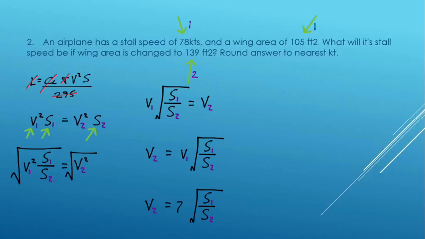So I plug those values into the formula, and my new velocity is 68 knots. And that is consistent. If I go from a smaller wing area to a larger wing area, I would expect the stall speed to go down. And so we went from 78 knots to 68 knots, which is reasonable to expect out of the problem.